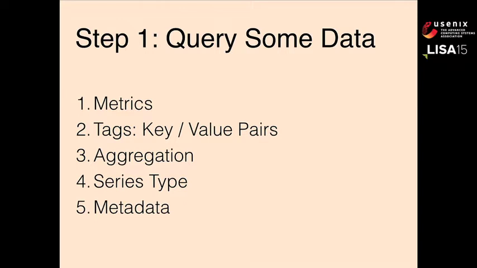So the first step is to query some data. We have metrics. The data model that Bosun works with is the idea of time series that are tagged by key value pairs. That's what we see in Influx and Prometheus's database. With Graphite, we make it happen by specifying the keys for the positional name and the metric. And then you have things like aggregation, adding them up, series type, and metadata.